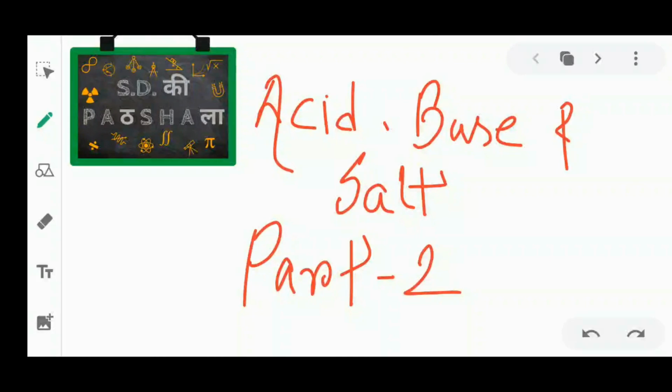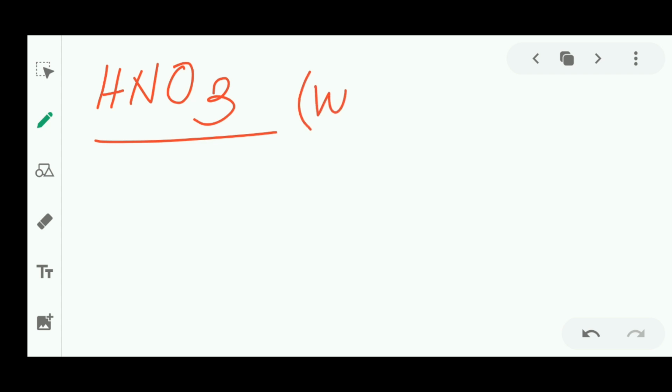Today we are in the second part of this chapter, acid, base and salt. And today we will start with the identification tests for nitric acid, sulfuric acid and hydrochloric acid through the wet test. So at first we need to identify nitric acid, that is HNO3. Identification of nitric acid through the wet test. What test? Wet test.